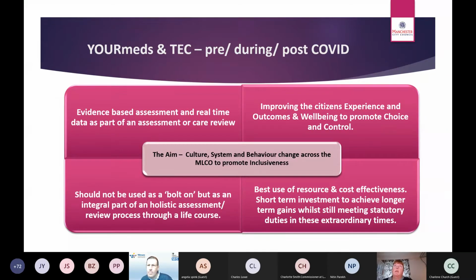I've been in this post now for about six months, and one of the biggest challenges is around workforce change and development. That can often be.